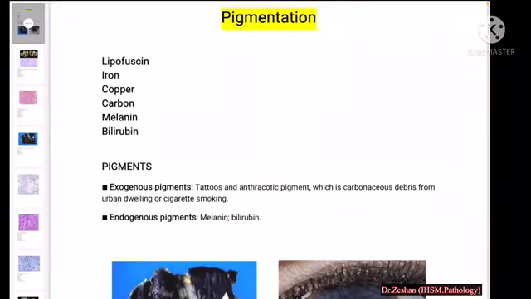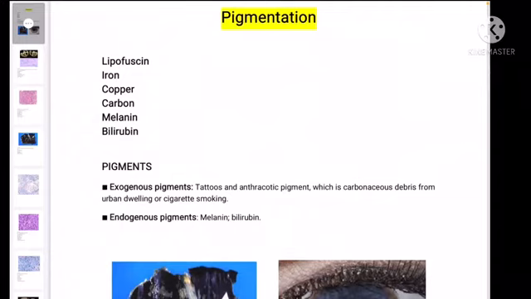Today we are going to talk about pigmentation, and this includes lipofuscin that we already studied in intracellular accumulation. Now in this video we will talk about iron deposition, copper deposition, carbon deposition, and melanin and bilirubin accumulation.